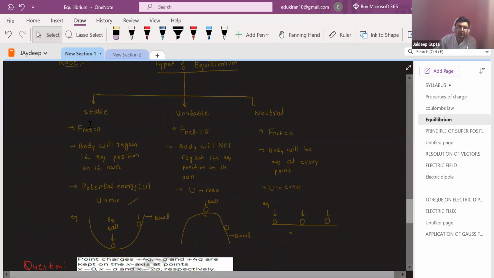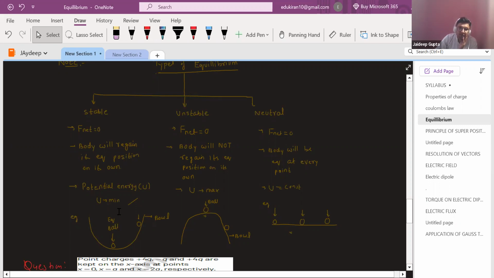Now, first one, in stable equilibrium, the force is zero because it is in equilibrium. The body will regain its position. Means let it be this body, a bowl. If I move this body till here, then definitely this body will come back to its original position. But in case of unstable equilibrium, if I displace this body, it is not able to regain its position. That is unstable equilibrium.